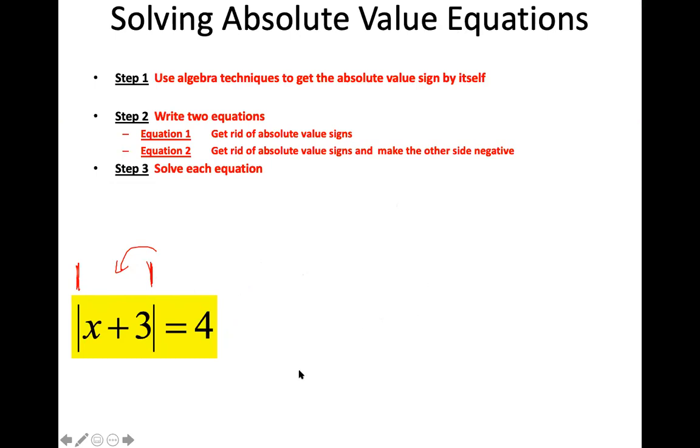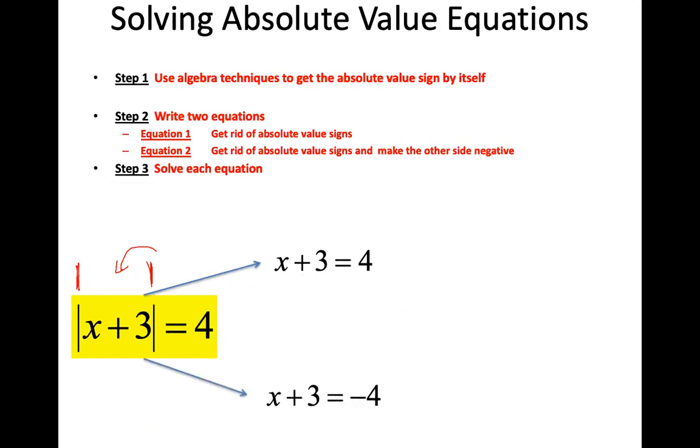We write the two equations. We erase the absolute value, write positive 4. We erase the absolute value symbols, we write negative 4. You see what I did there? Get the absolute value symbols by themselves, step 1. Step 2, write your two equations. Now we solve. We're going to get different numbers this time. On the top one, we subtract 3 from both sides, we get 1.